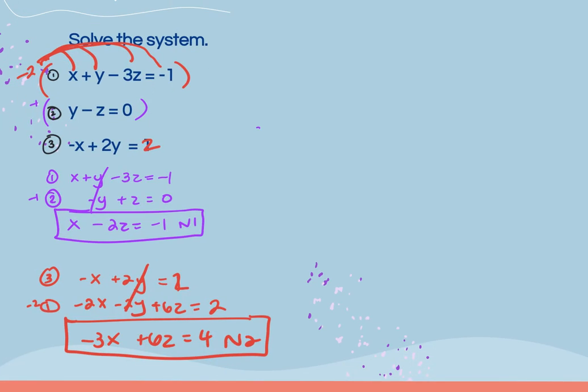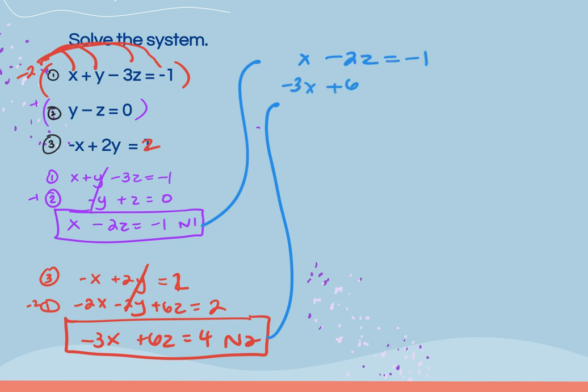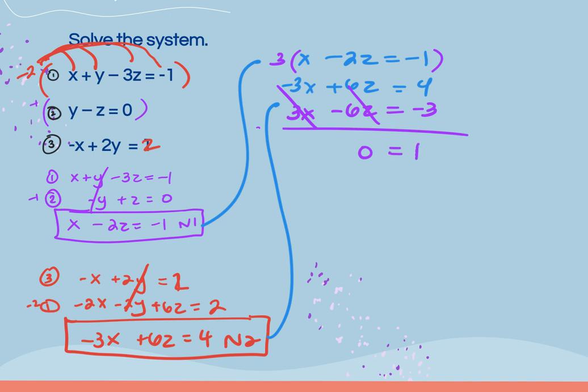Did you use those 2? Then you're going to get a different new 2. Yeah, you can get a different new 2, but the end answer should still be the same. All right, so now I have x minus 2z equals negative 1, and I have negative 3x plus 6z equals 4. Did you multiply the first one by 3? Yes. Okay. So then 3x minus 6z equals negative 3, and it cancels, and I get 0 equals 1.